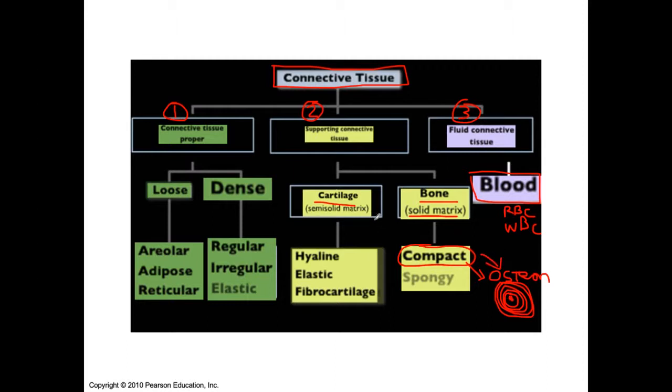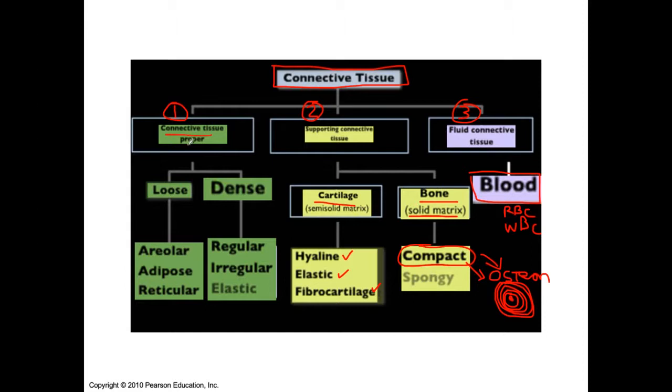So once we see something that looks like a tree chopped down, we're talking about compact bone or the osteon under a microscope. Under supporting connective tissue cartilage, cartilage comes in three flavors: hyaline cartilage, elastic cartilage, and fibrocartilage. So we'll talk briefly about the three types of cartilage. Okay, so again, that falls under supporting connective tissue.